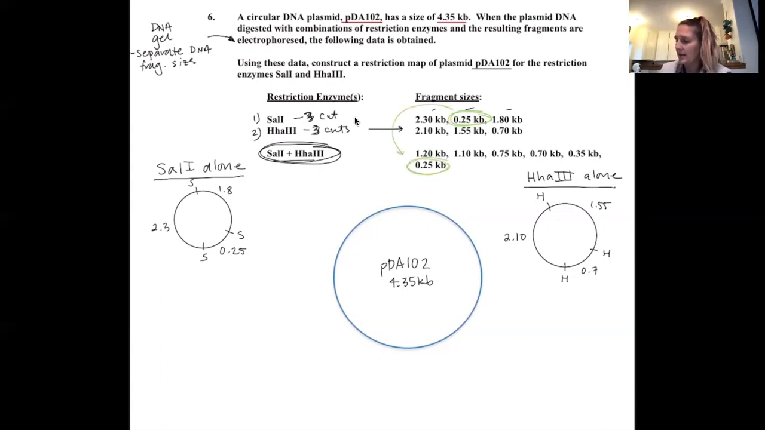So it is in SAL alone over here, and it's in the plasmid alone. So we know that this 0.25 is going to be there in the final plasmid with no cut in between it. We also, hopefully you can notice, that there's 0.7 here and here, right? So we know that this 0.7 is going to be maintained, there are gonna be no cuts within that region between those two HHA sites.